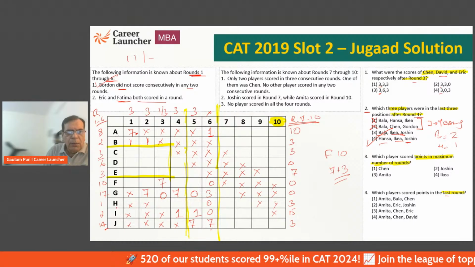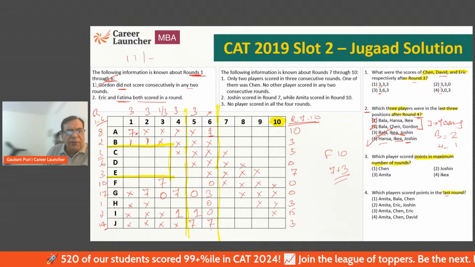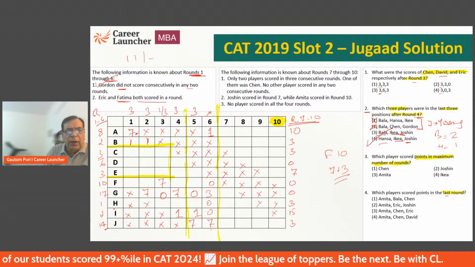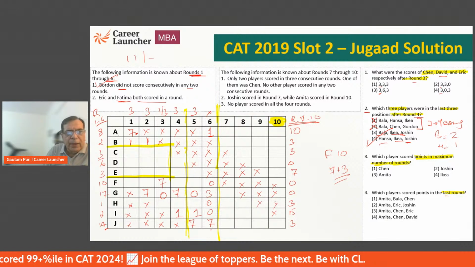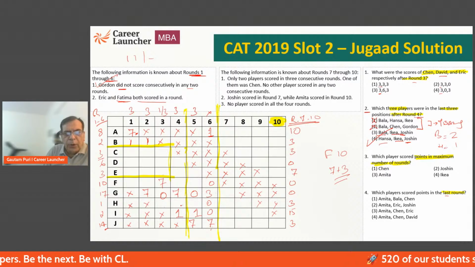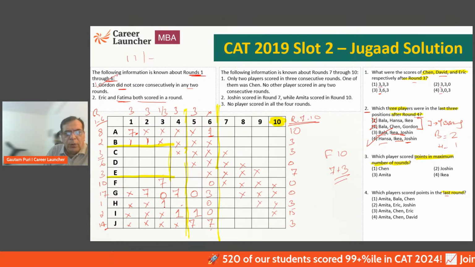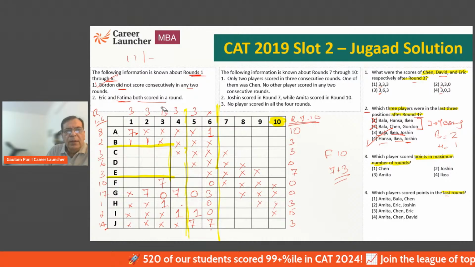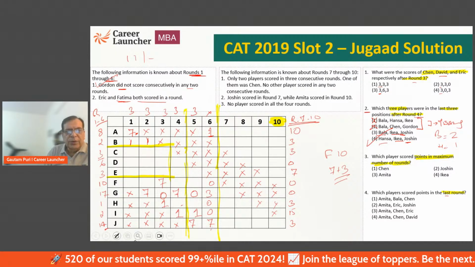Now let's look at H, where we have to put a 1. Where will H put a 1? It cannot come in round 1 or 2. Can it come in round 3? Yes. Round 4, no, not possible because round 4 already has a 1. Round 5, no. So H will get a 1 only out here. Okay, so this is the situation.